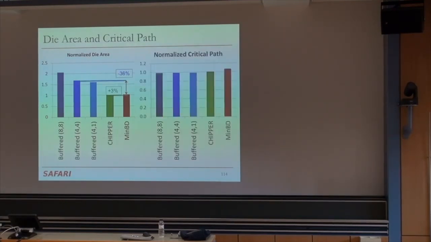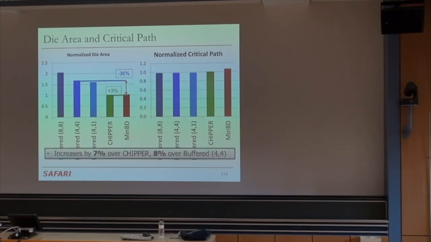Okay. And that's 36% compared to this sort of buffering. If you want to really over-provision your buffers, actually you get a lot more. And this is the normalized critical path. The critical path of MinBD is actually slightly higher than CHIPPER. I think it can be optimized even better. Maybe we didn't optimize it really well. It's 7%, so it's within the optimization range, basically.